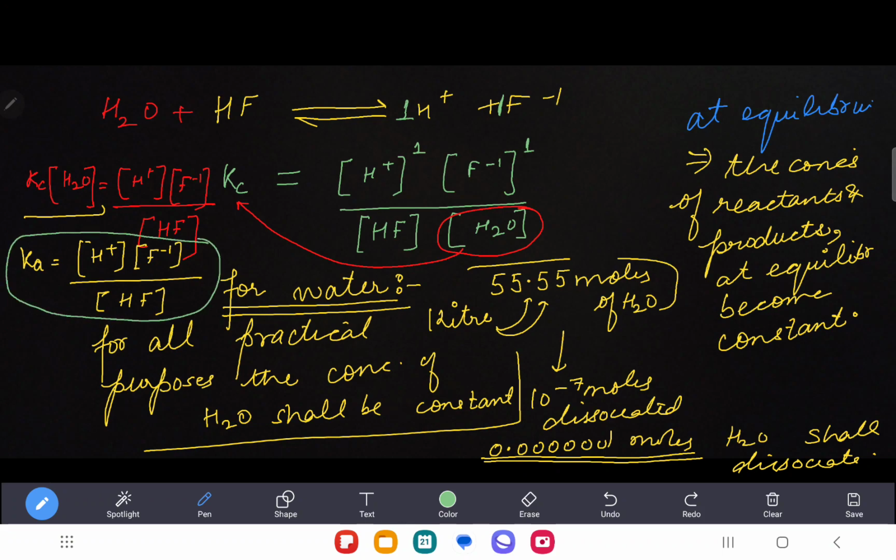So what is Ka called? Ka is called the dissociation constant of an acid. Do you understand my point? So this is important.